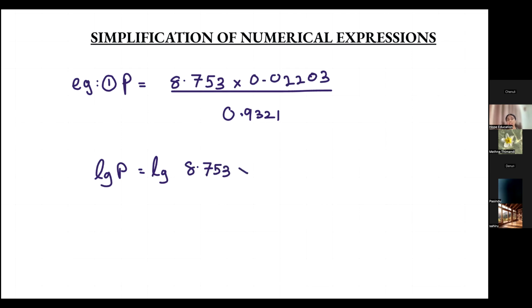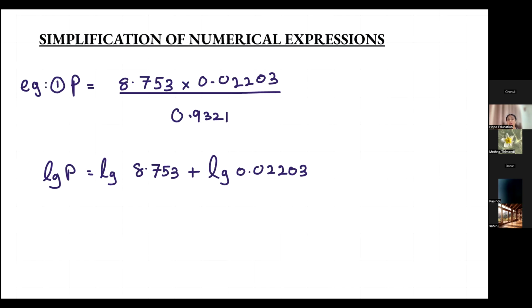Multiplied by, now you can straight away convert multiplications to additions, because you know in logarithms multiplications become addition, divisions become subtraction, right? So you can write it converted straight away. Here there is a multiplication, so that becomes an addition. So plus LG 0.02203. Then there's a division, and division becomes subtraction. LG 0.9321.